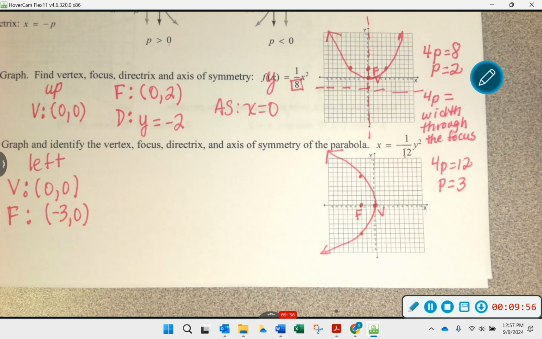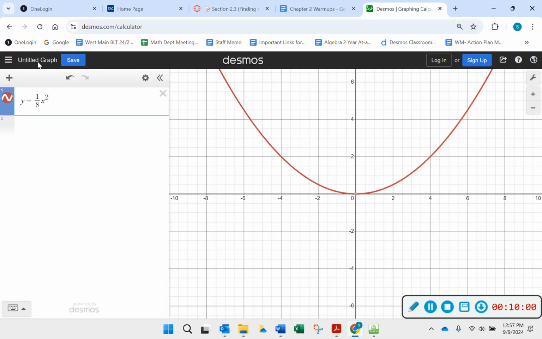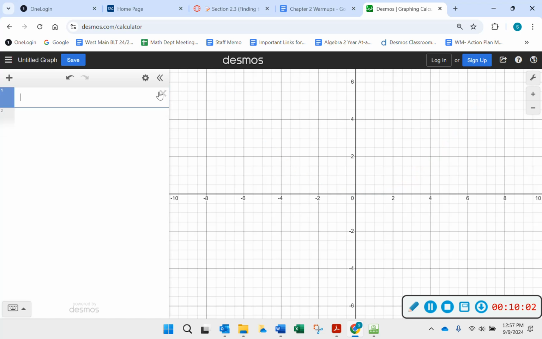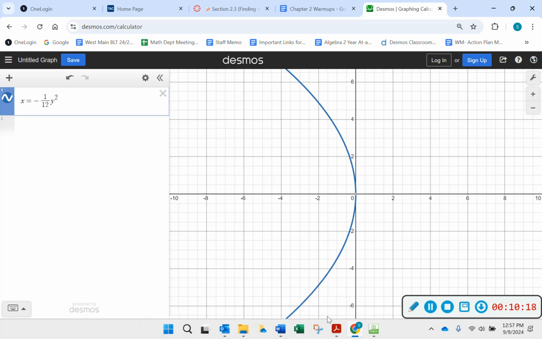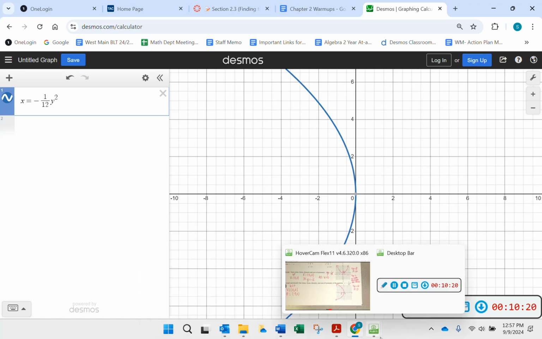If I wanted to check that, I could check it out on Desmos. X equals negative 1/12 y squared. See that? We said that focus was at negative 3, 0, and don't we go up 6 and down 6 and it makes it perfect? It's really pretty cool.